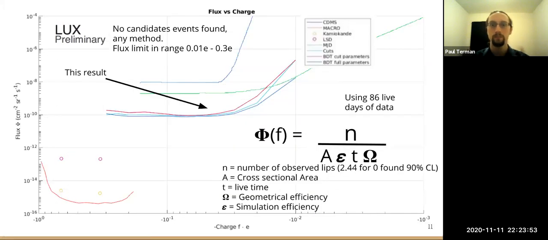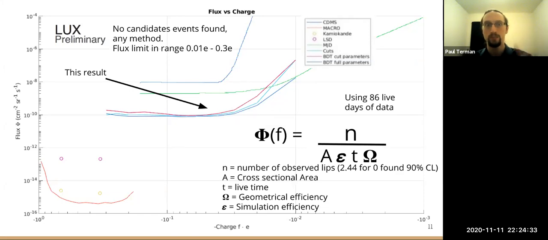So what does that do to our final flux? We want to have the lowest flux possible. And as you can see, we have the fluxes plotted for the 3 different methods, the cuts and then the 2 BDTs, with our 71 parameter being the dark blue line here, which is below both CDMS's LIP result from several years ago and Majorana's result from 2 years ago. We can't really compete with some of the larger scintillators, but those are for much higher charges.